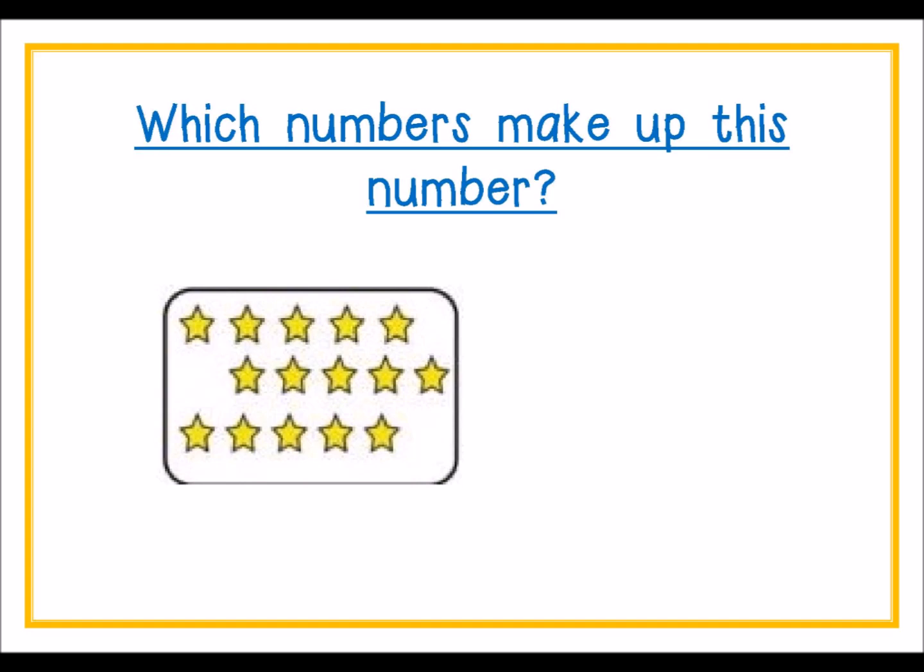Now, can you tell me, if we had to write the number 15, what two numbers would make up number 15? Do you know? It would be the number 1 and 5. This makes the number 15. Let's go on to our next example.